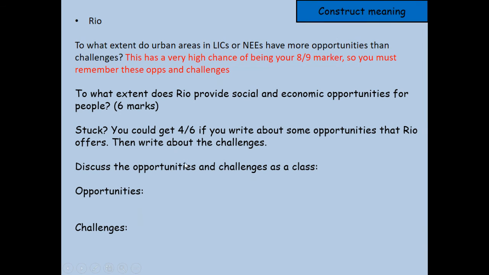If you want to have a go at doing this one instead: to what extent does Rio de Janeiro provide social and economic opportunities for people? You can think about that. So social, meaning education, healthcare; economic is jobs. If you're stuck, you could get 4 out of 6 if you write about some opportunities. Then write about the challenges. That's your 6 out of 6. Okay, so have a little think, have a go at that question. If you're doing the top one, it's going to be 9 marks. If you're doing this one, it's going to be 6 marks. Okay?